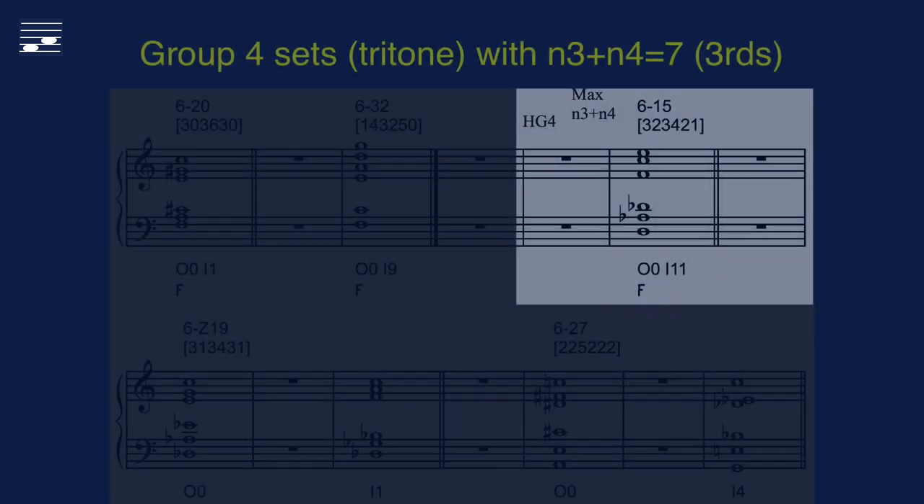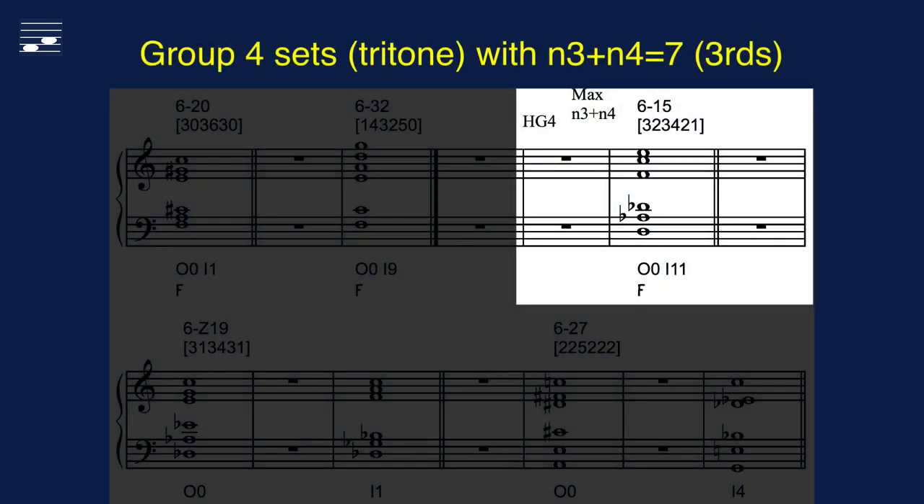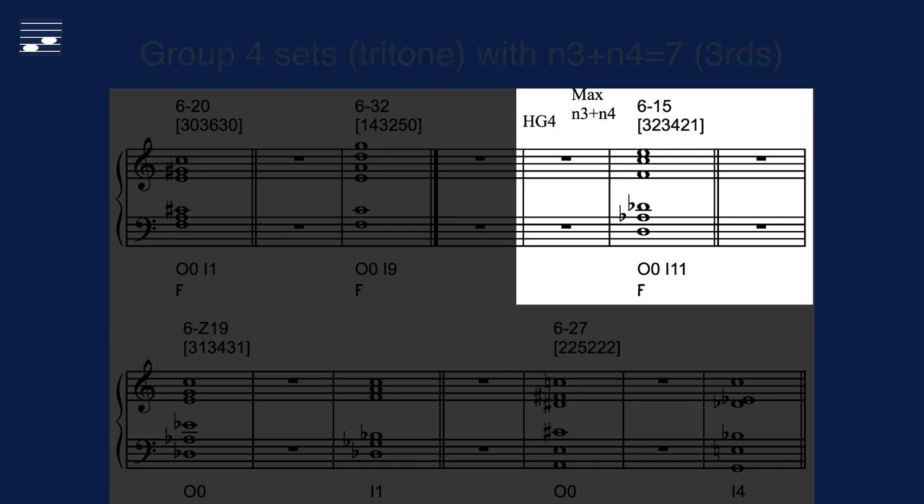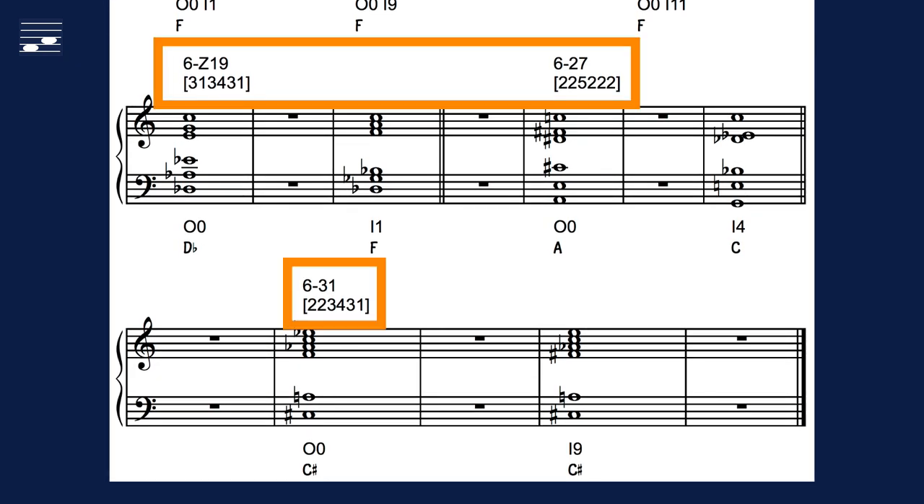My selection from the six element sets in the high tension level group 4 is based on the number of minor and major third intervals. I choose sets with the sum of 3 plus 4 is 7. This property makes them somewhat familiar to traditional chords built in thirds. Above the staff I show the set label and interval vector.